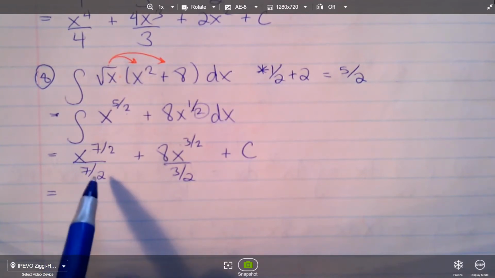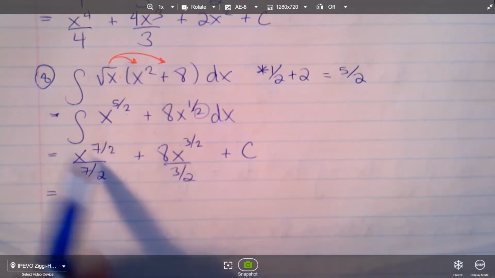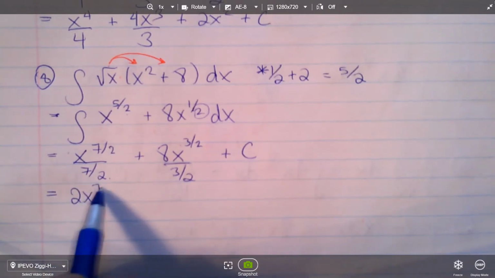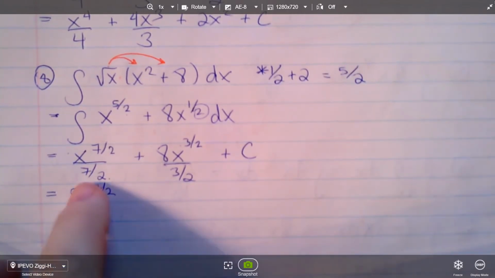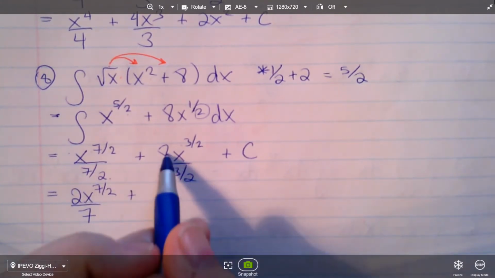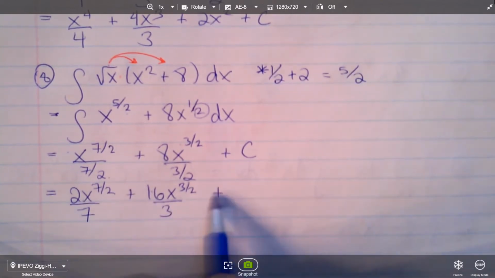All right, so one last thing, I don't want to leave it like this. I want to move the fractions to where they should be. So the 2 comes on top, so it's 1 times 2, 7 over 2 over 7. Essentially these are switching, flipping and multiplying. 8 times 2, 16 over 3.